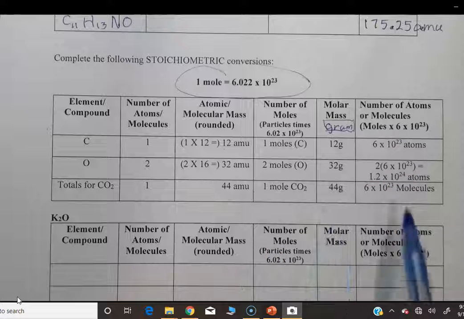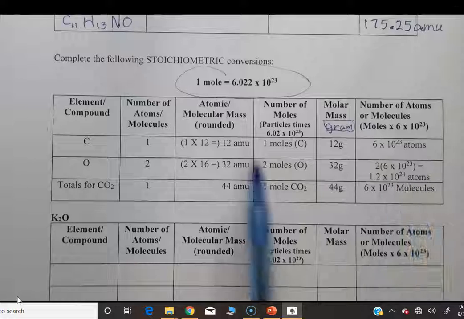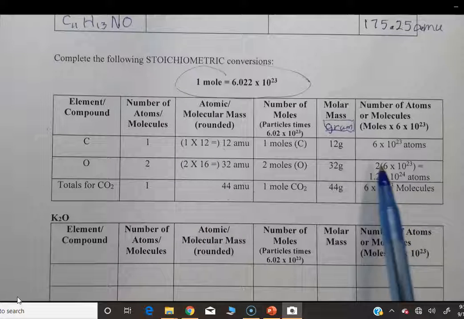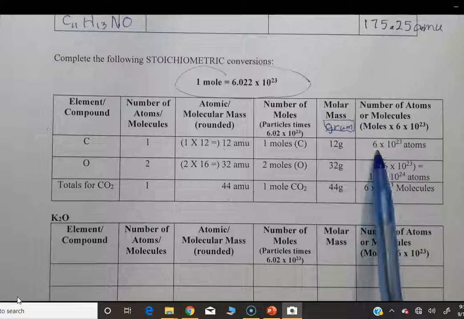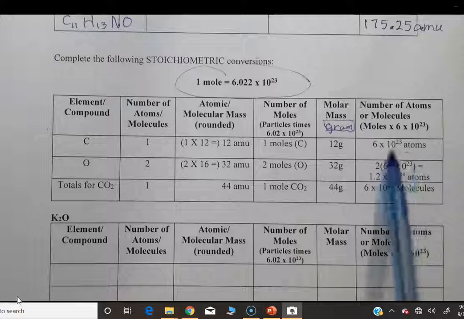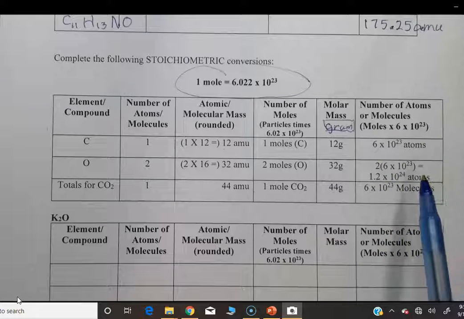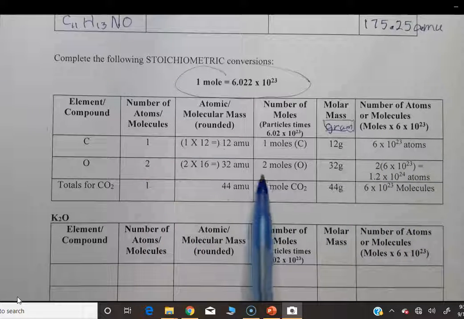As a final question, I just asked you, how many atoms or molecules is that? Well, if we have 1 mole of carbon and you multiply that by this number up here, you end up with that number, 6.022 times 10 to the 23rd. Yet I did some rounding here. Okay, what about oxygen? You have 2 moles of that.